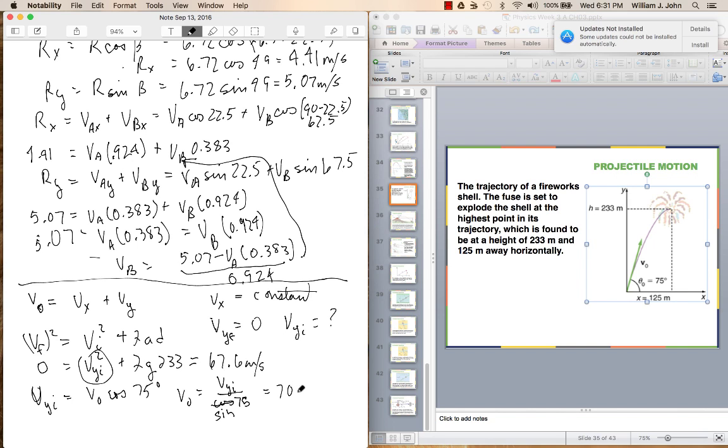So that equals 70 meters per second. So that means that V0 is 70 meters per second at an angle of 75. Now we could also calculate some of the other factors here. You can find what Vx initial is, and it stays the same throughout, and you can find the time that it takes to reach the highest point after you find that.